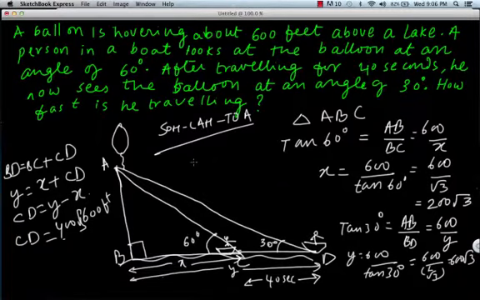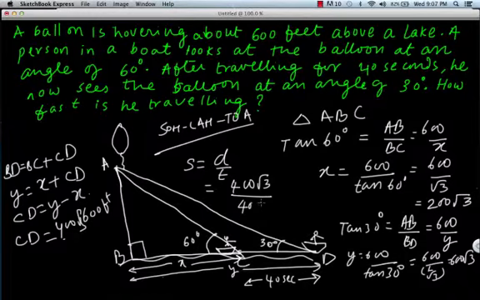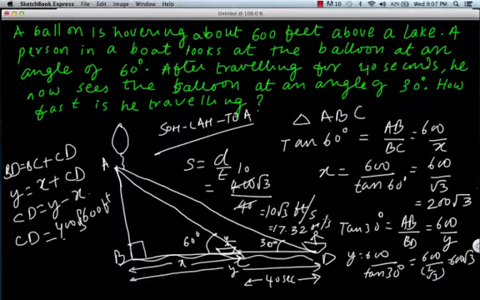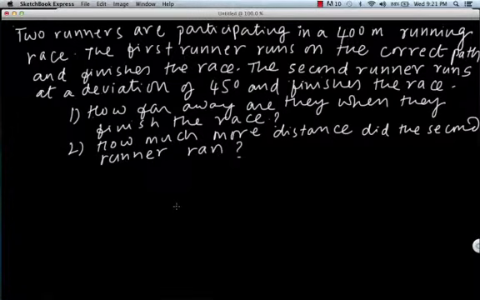So the speed formula is distance by time. The distance he has traveled is 400 root 3 in 40 seconds. So that means it is 10 root 3 feet per second, which is nothing but 17.32 feet per second. So we have calculated the speed of the person by applying trigonometry to two different triangles and using the tan function.